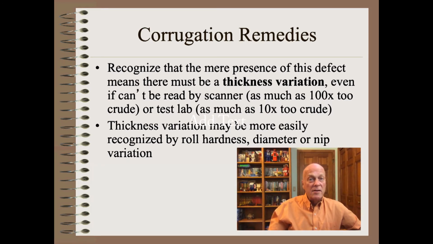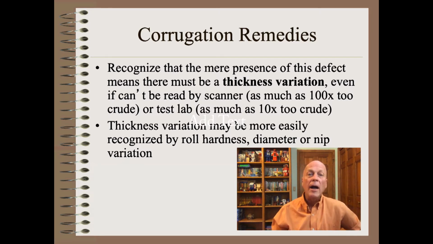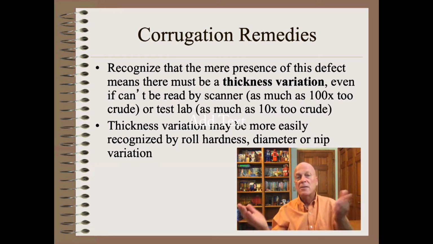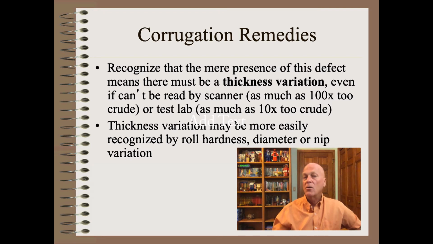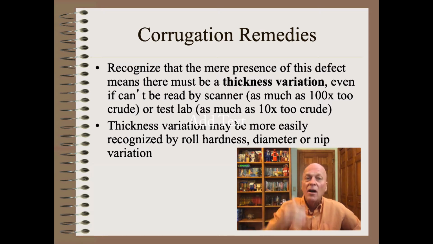The presence of the corrugation defect alone is all that is needed to convict the web of the crime of thickness variation, because there's almost nothing else that can cause a corrugation. Yet, you are most likely to get resistance from the web maker, because they may not be able to see that gauge variation that caused this, because it could be well below the resolutions of both test lab and especially scanners.